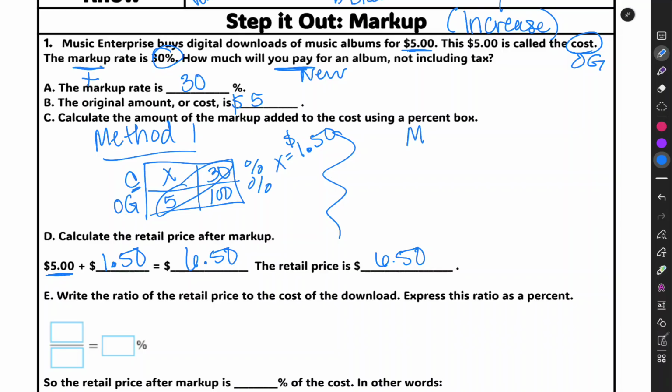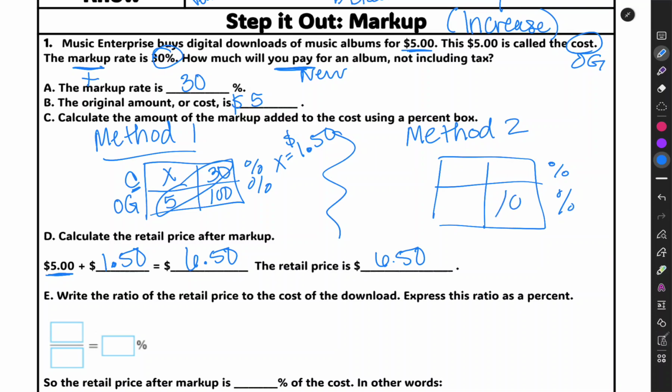Now, method 2 is similar. So we still have the same change over original, and our original amount hasn't changed. But this time, instead of changing the dollar amount, because that's what we're talking about is dollars, we can change the percent.